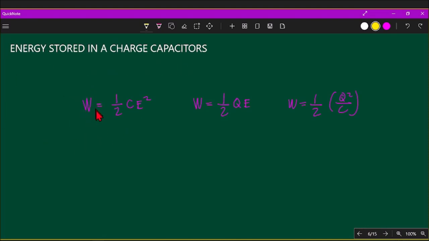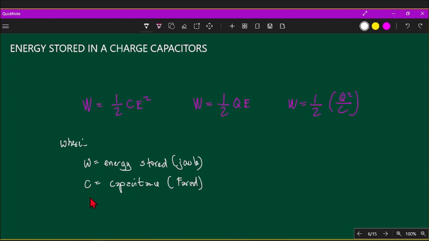Okay, so we have here the energy stored in a charged capacitor. The energy is the work, W. We just put here our legend, where W equals the energy stored, and the unit for this one will be joule. Our C will be our capacitance, the unit is farad. Our E will be our voltage, the voltage across, in which the unit will be volts, and our Q will be our charge accumulated, the charge that is stored on our capacitor, in which the unit will be coulomb.